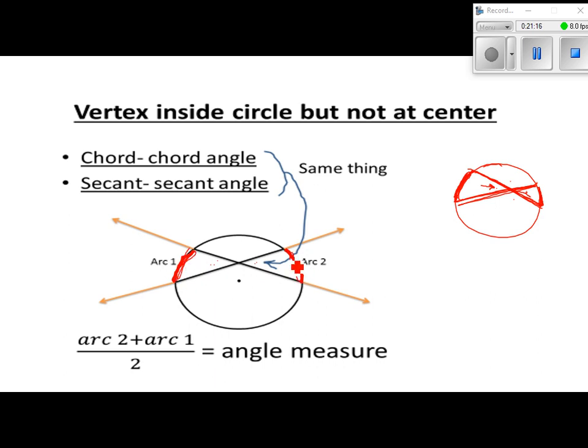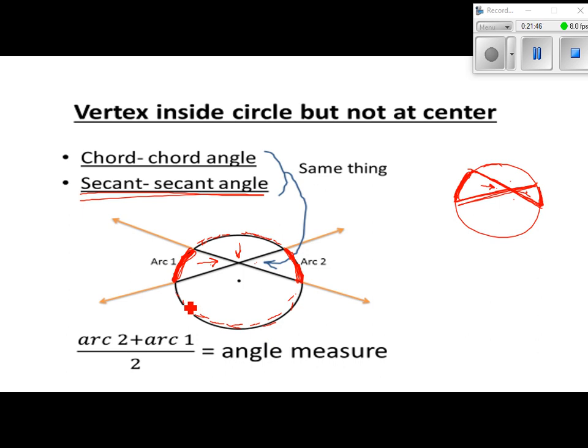All we do there, when it's a chord angle like this, and it could also be called a secant angle if the lines are extended on out through the circle, is we add the 2 arcs and divide by 2. And that's going to tell us the measure of that angle right there. If we wanted to find this angle, we could add this arc, and divide by 2.